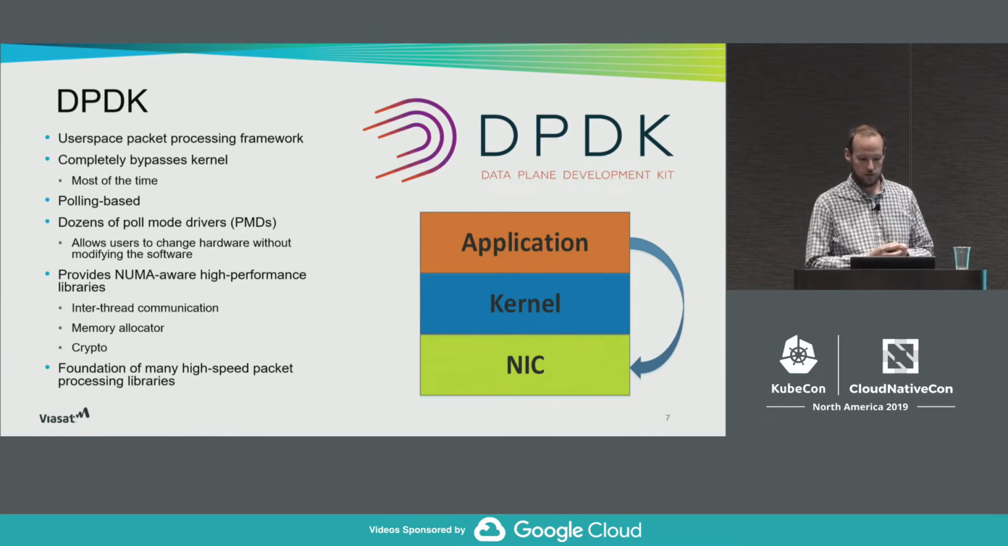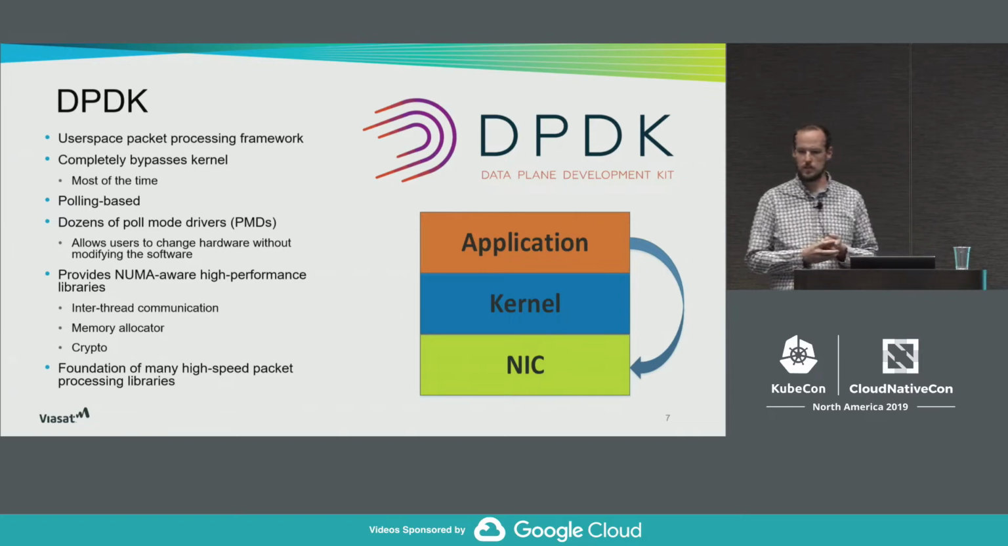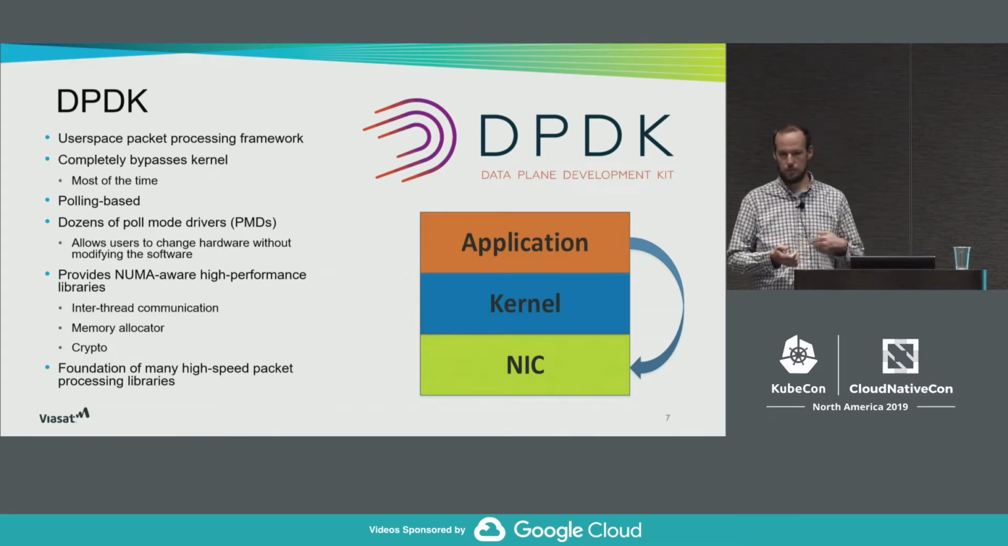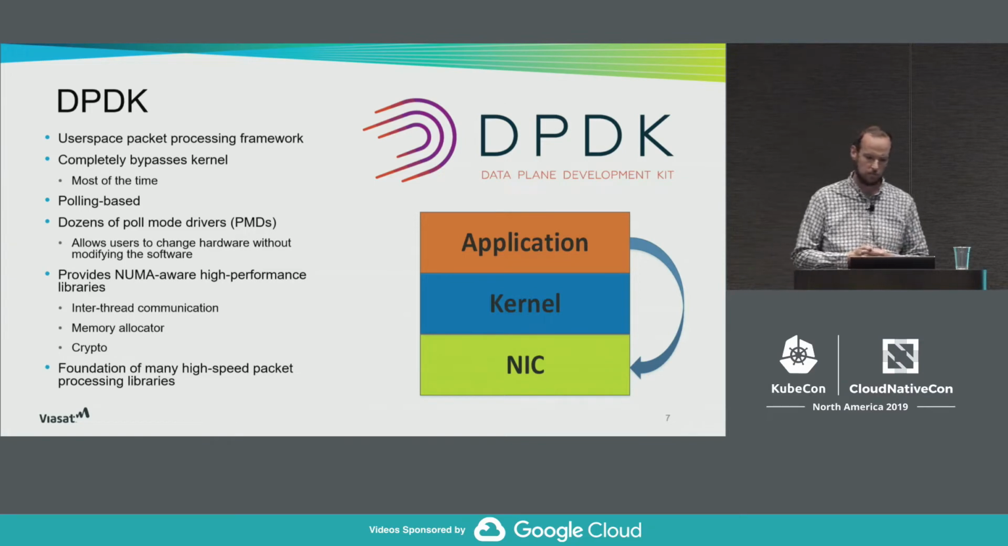One of the main differences compared to normal Linux packet processing is DPDK is polling based. So you have a core, or a thread sitting on a core, polling the NIC as fast as it can to see if packets are coming in, as opposed to being interrupted when packets come in.